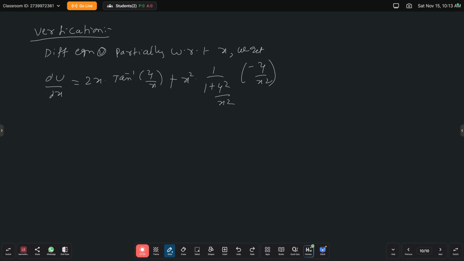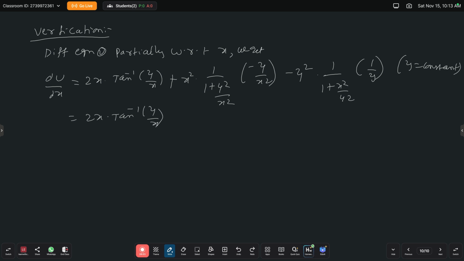Again, minus y square into, again with respect to x, 1 by 1 plus x square by y square into 1 by y. ∂x by ∂x is nothing but 1. With respect to x, y is a constant. Now you can simplify. Therefore, 2x into tan inverse of y by x.